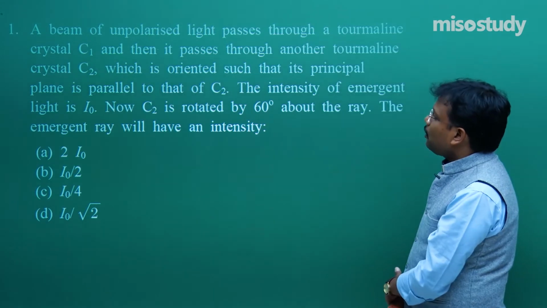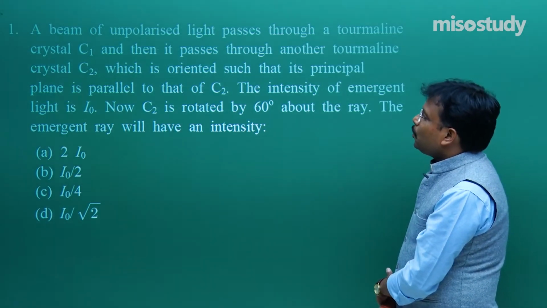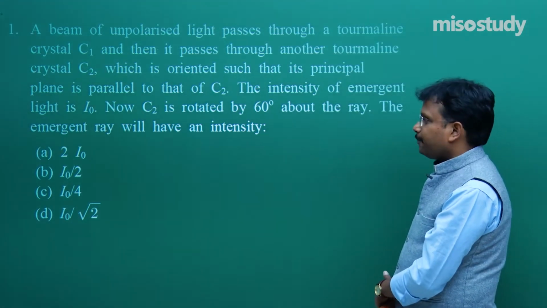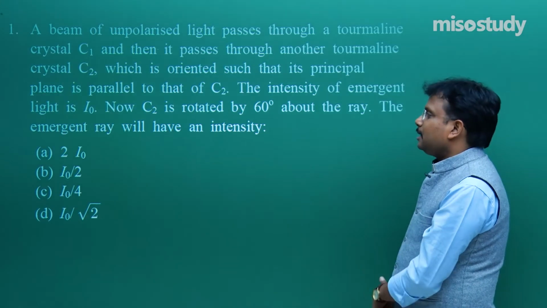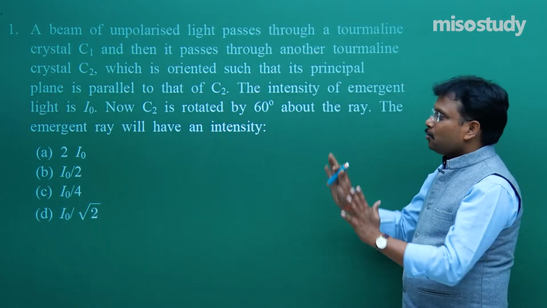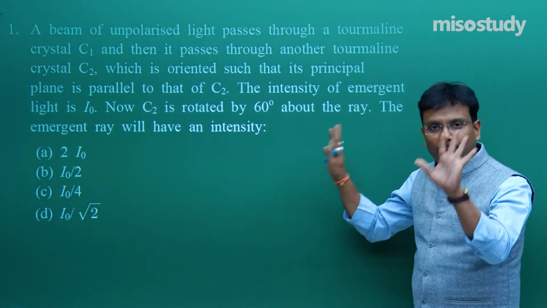The intensity of the emergent light is I0. Now, C2 is rotated by 60 degrees about the ray. The emergent ray will have an intensity of how much? Fine. So, what will we try? We will first try to understand the problem.